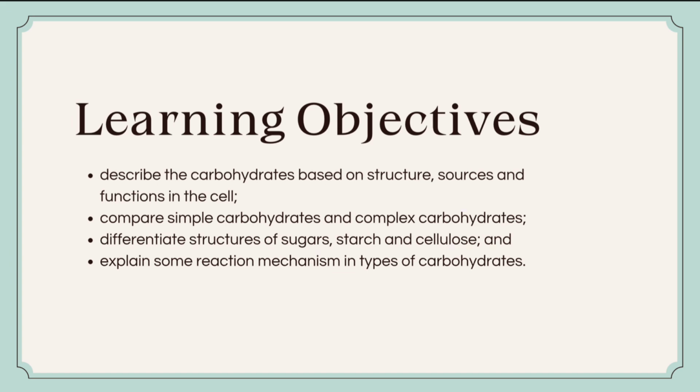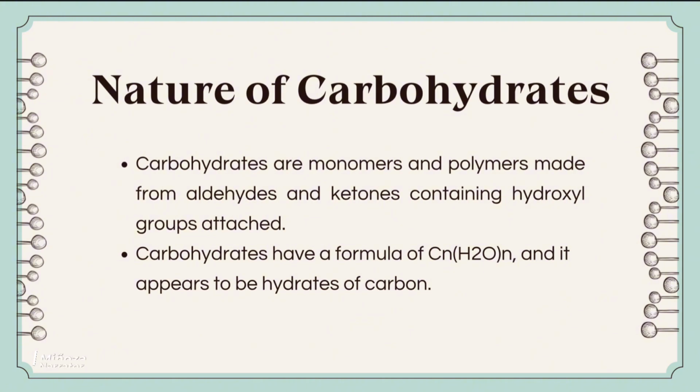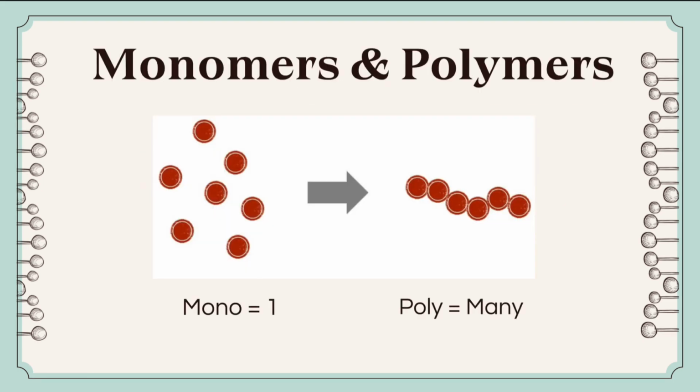So let's get started. The first thing you have to do is to understand the basics of carbohydrates. Carbohydrates are monomers and polymers made from aldehydes and ketones containing hydroxyl groups attached. Carbohydrates have a formula of CnH2O, and appear to be hydrates of carbon. When we say a monomer, we are simply speaking of a single block of carbohydrate.